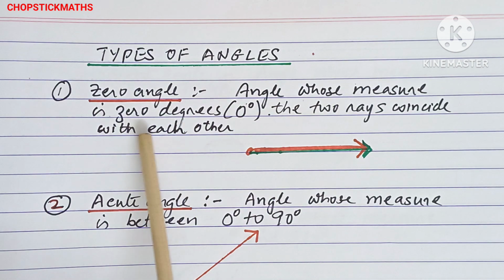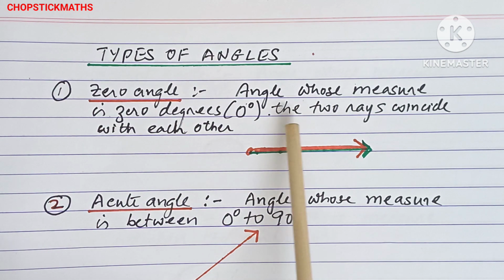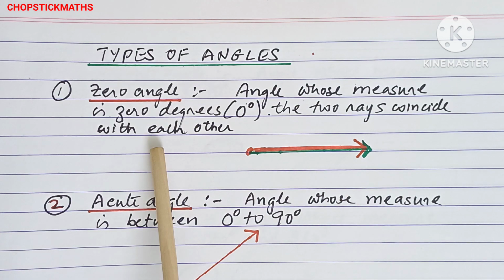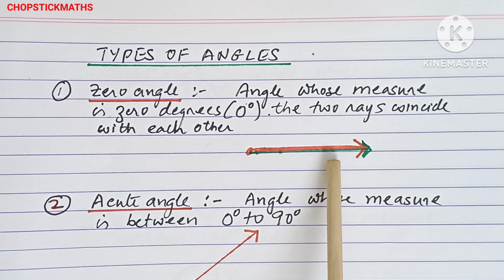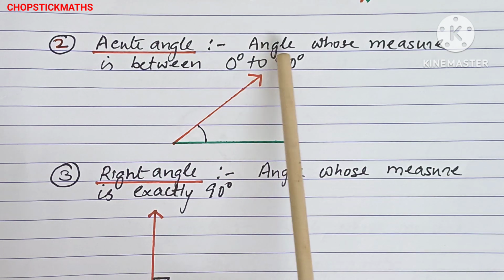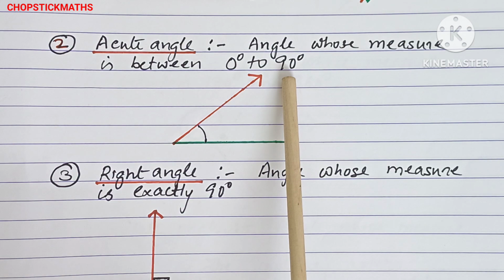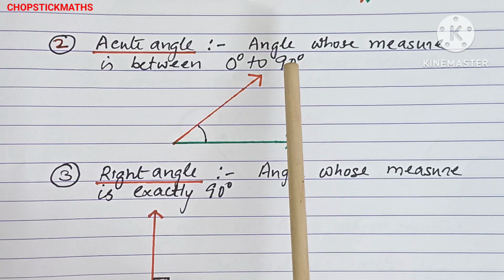Angle whose measure is 0 degrees is called as a zero angle, and the two rays of this angle coincide with each other. Acute angle. Acute angle is an angle whose measure is between 0 and 90 degrees.